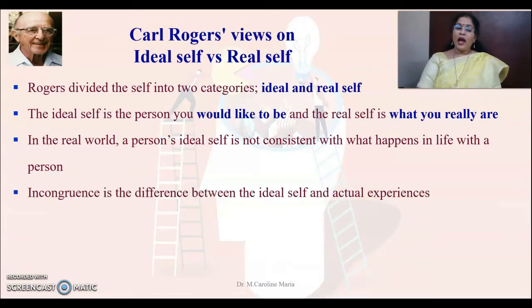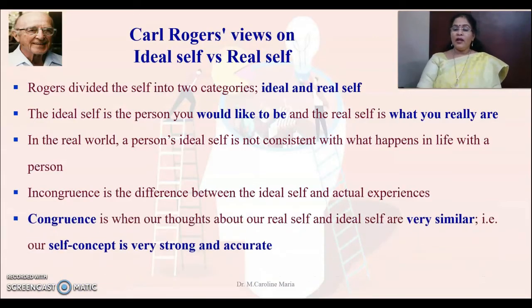So in our real world, a person's ideal self is not consistent with what happens in life with the person. An incongruence, the difference between the ideal self and the real self, plays a major role in everyone's life. And congruence is when our thoughts about our real self and the ideal self are very similar. For an example, you say that, I want to become so and so person, and you really believe that and really work hard for it.